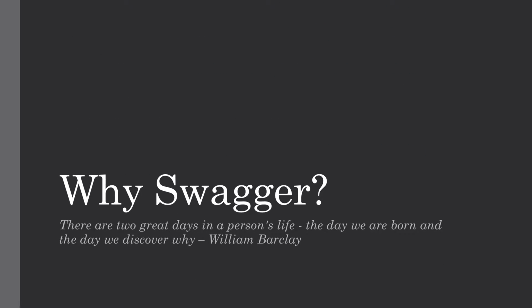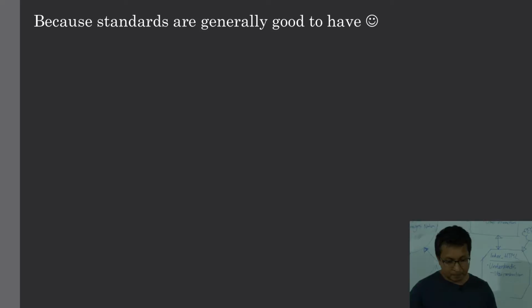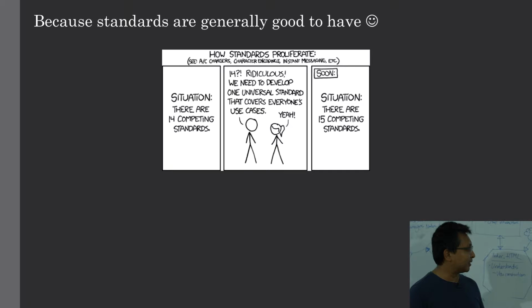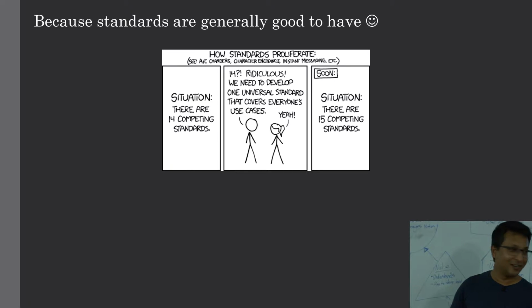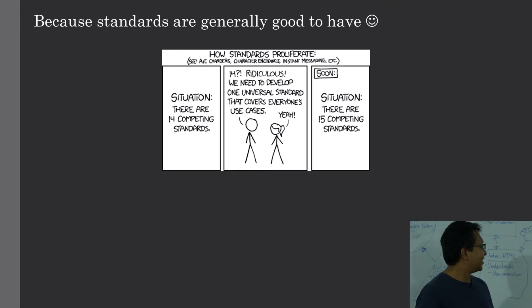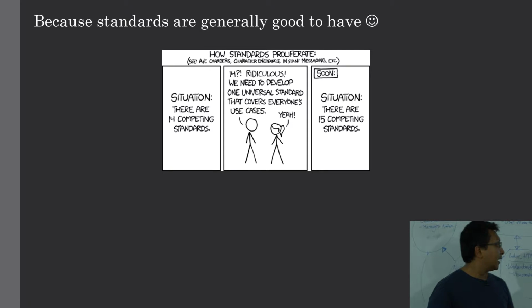But before we go into the details of why Swagger, let's talk about why we actually need something like Swagger, right? Because standards are generally good to have, unless you end up in that classic XKCD scenario where you've got 14, 15, 20 multiple competing standards, and you introduce another standard and just end up adding another on top and confusing the hell out of everyone. Thankfully, the situation with REST interfaces in terms of standards isn't that bad.